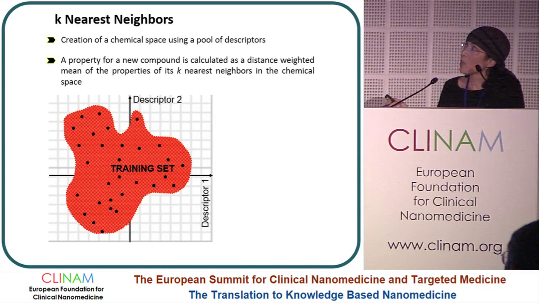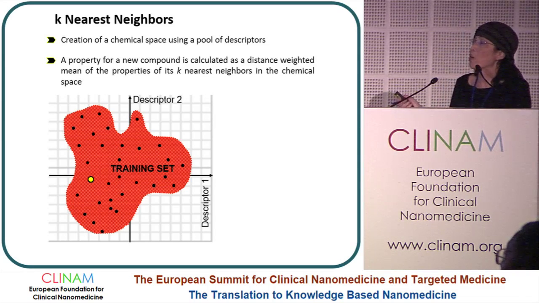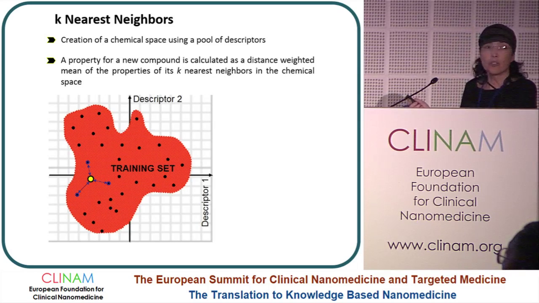The second method is k-nearest neighbors, which is a very well-known data mining method. In this case, we create a chemical space from the descriptors, and the unknown molecule's property is predicted from its neighbors in the descriptor space.